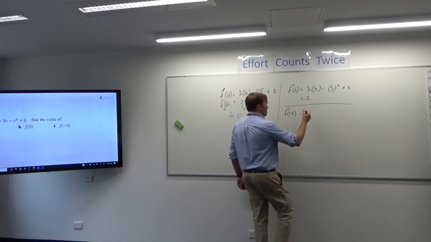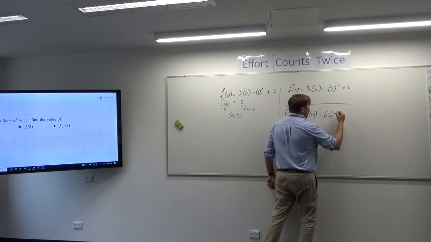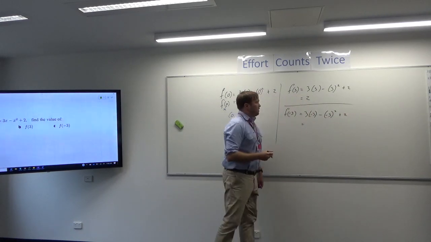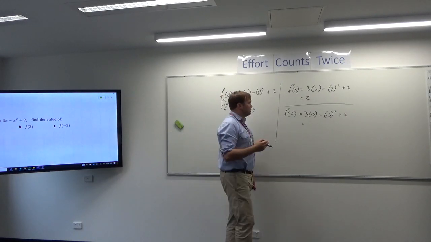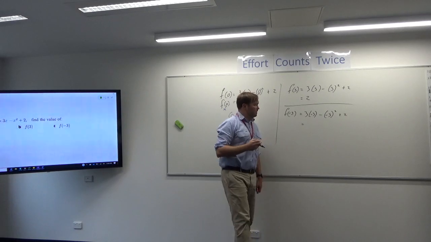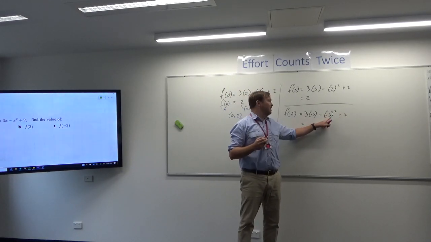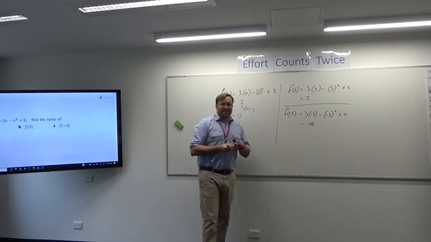So that's 3 lots of neg 3, minus neg 3 squared, plus 2. What's that? Minus 9, minus... Minus 20? Nearly. Minus 18. I think the plus 2 trips us up there. I reckon these two get you to minus 18 and then plus 2, so I'm thinking minus 16. Yeah, that's all right.